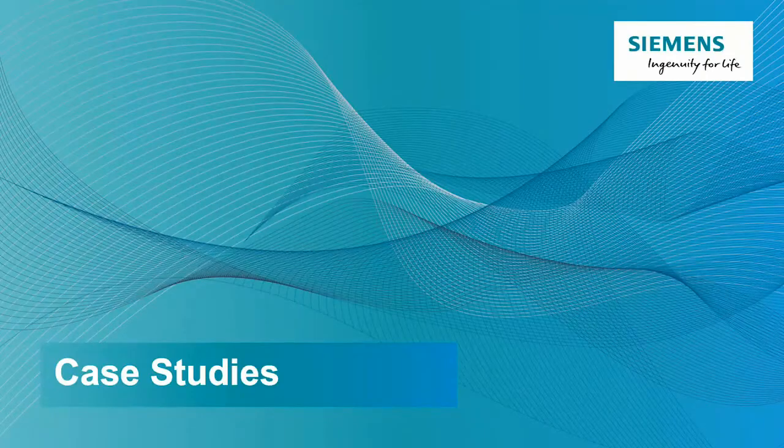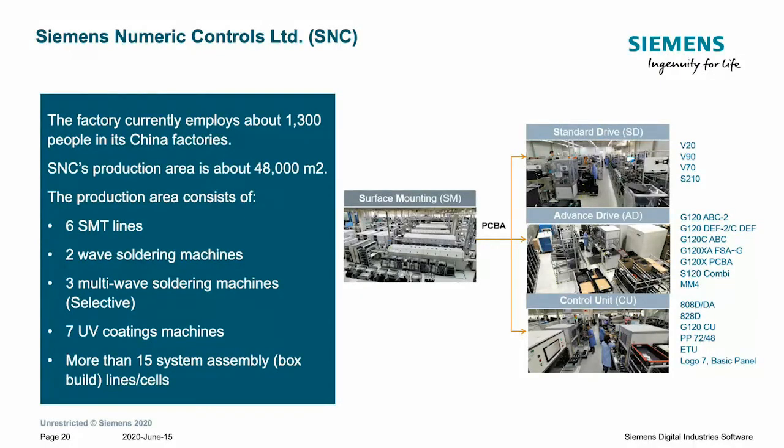For our studies on whether we can use some of these simulation tools for a live or real PCB assembly factory, we chose Siemens Numeric Control in China. I know that many have that perception that all factories in China are massive with hundreds of lines and thousands of machines, but we chose this one on purpose because it is more indicative of factories outside of China, especially in the West. It's got 6 SMT lines, about 15 system assembly cells, and was an ideal candidate for us to run this type of case study.